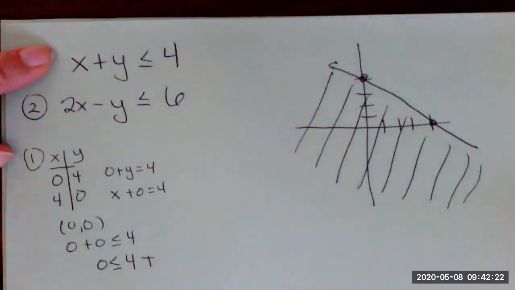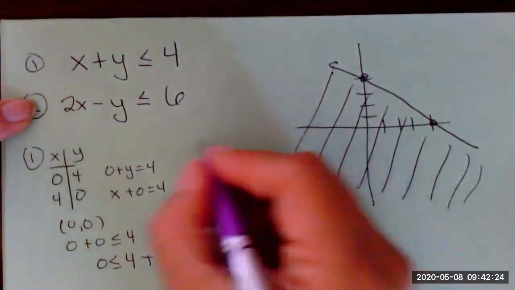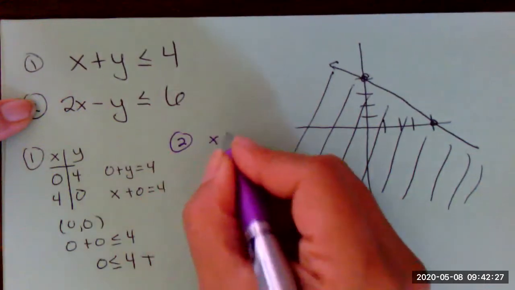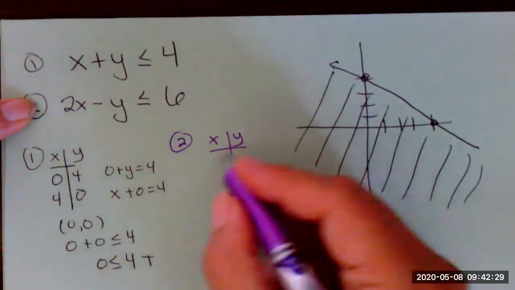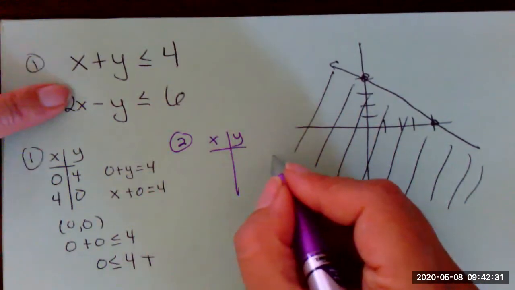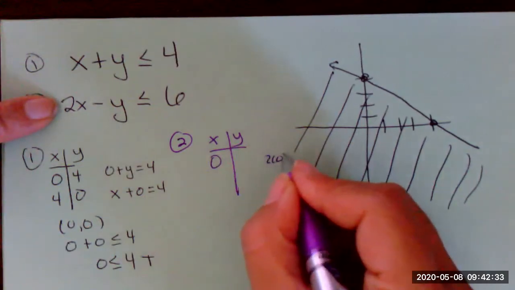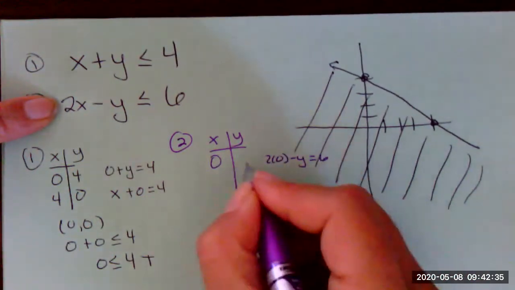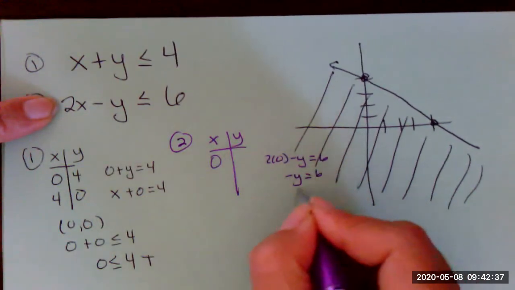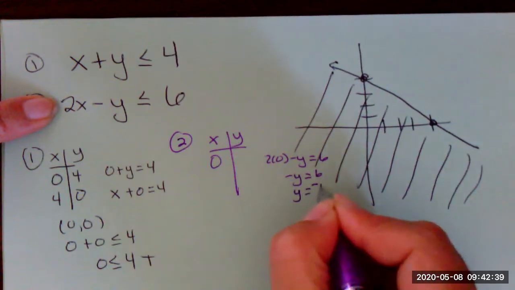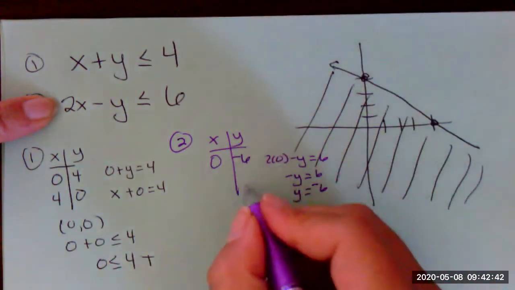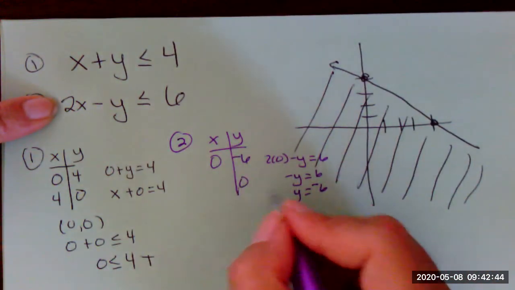All right, now I've got to go to line 2 and do the same process again. I've got to graph my line. I'm going to make a table. I'm going to plug 0 in for x first. So I got negative y equals 6. I've got to divide both sides by negative 1. Right? And then I'm going to plug 0 in for y.